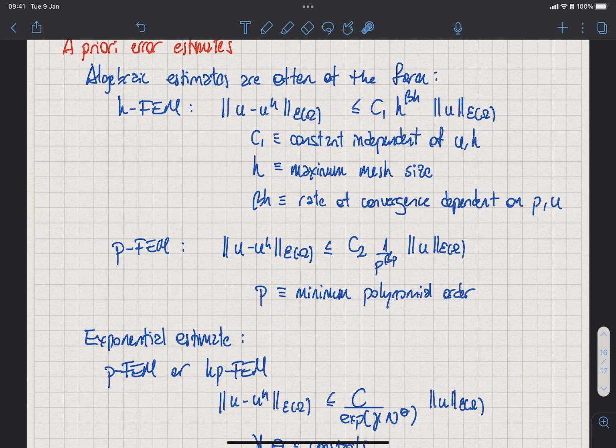If you go back to the second or first lesson, we defined the norm in the energy space.